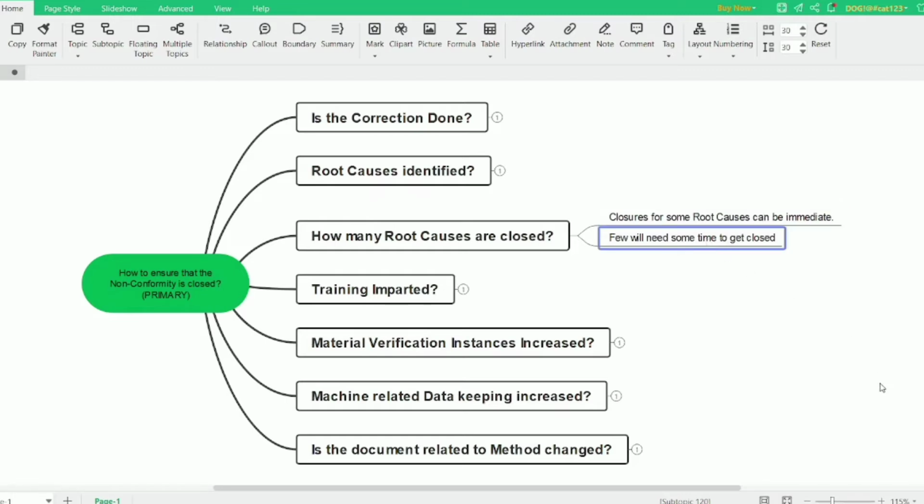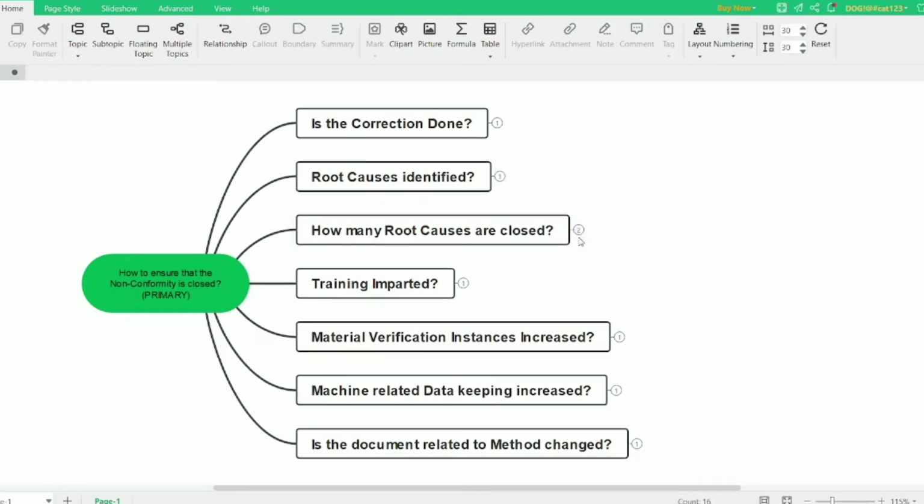So you also need to ensure, from the list of all the root causes, how much timeline your people have given for closure of each root cause. Based on that, you need to ensure in your daily, weekly, fortnightly, monthly and quarterly meetings that the root causes are getting completed and closed, right? So that becomes your verification of non-conformity closure.